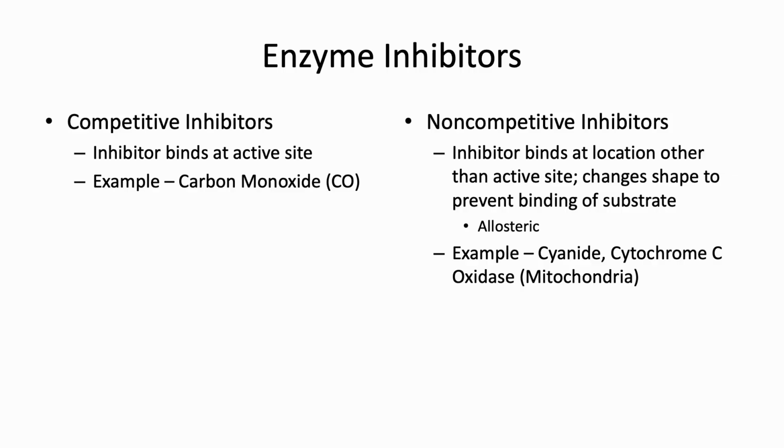Cyanide is an example of a non-competitive inhibitor. It binds to an important protein called cytochrome C oxidase in the mitochondria, which is one of the organelles in our cells, and we'll learn more about that in a future lesson. But it's important in generating ATP in the process that we go through called cellular respiration. So these are examples of how inhibitors can definitely cause problems for our cells.